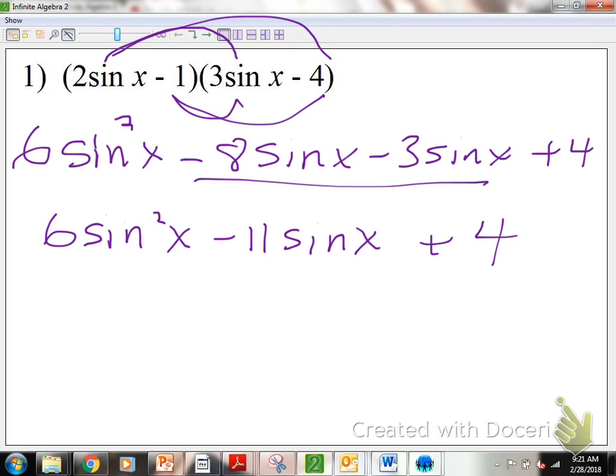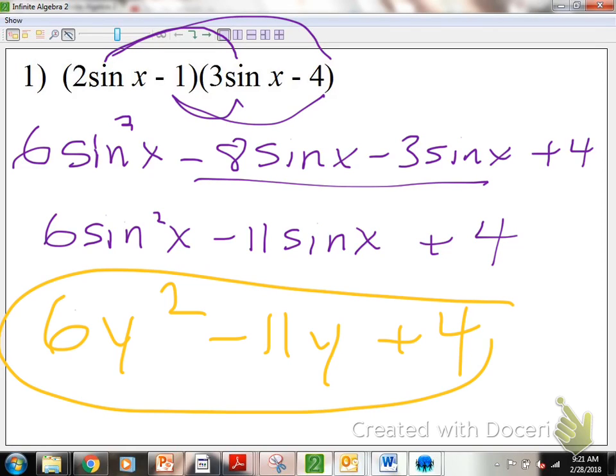Now tell me what that looks like. What does that look like from algebra? It looks like something that we would have factored, right? This looks like a quadratic expression. It looks like 6y squared minus 11y plus 4. And it behaves a lot like this algebraically. That's it. This is in a quadratic form.